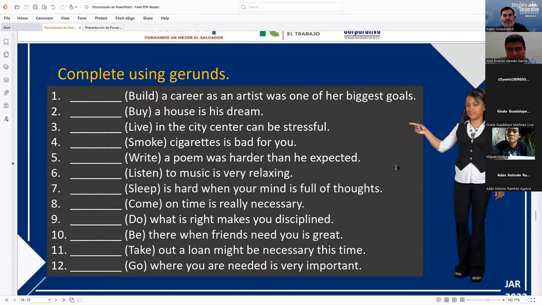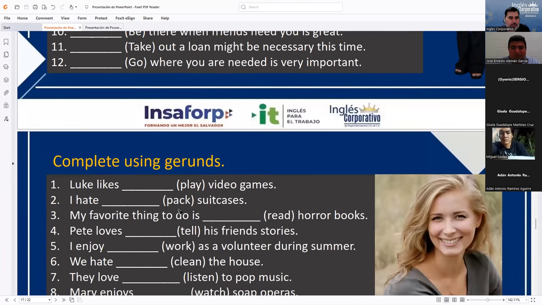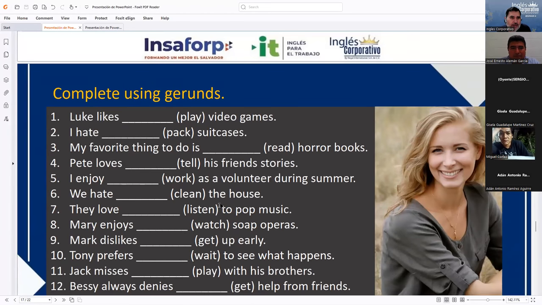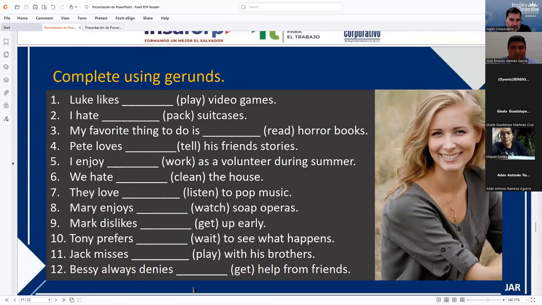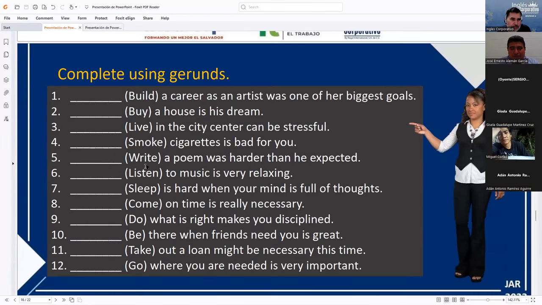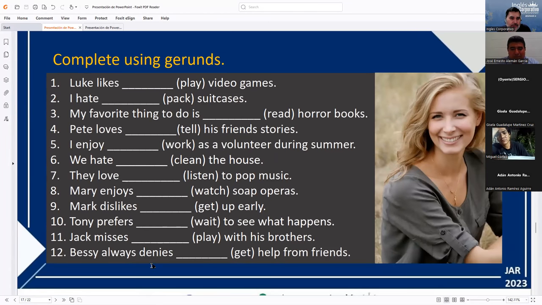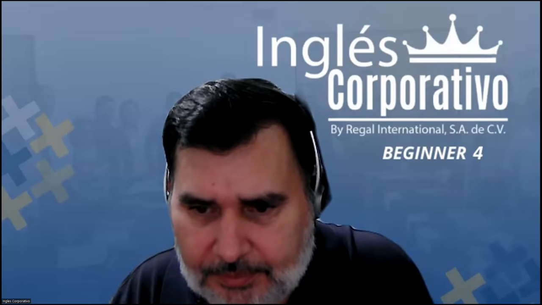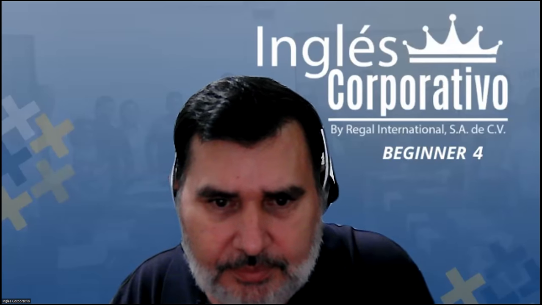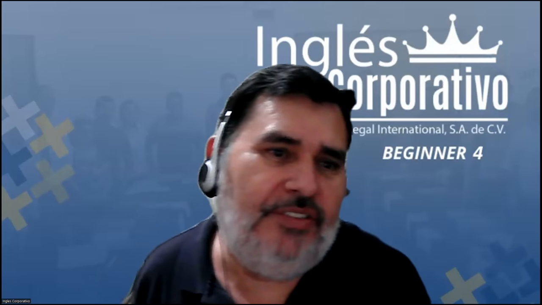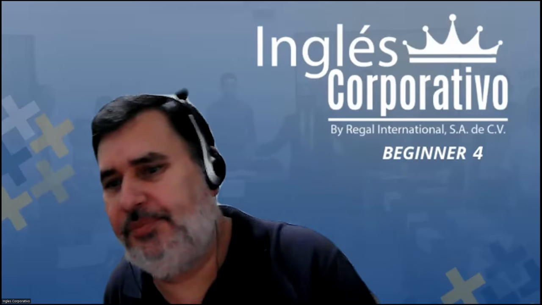Okay, now complete with gerunds. Over here, you have to write the ing form. And you have to complete also with ing forms. So you're going to be doing this one and this one in the groups. So let's go to the groups and let's do those. The groups are opening. Please join and do those.